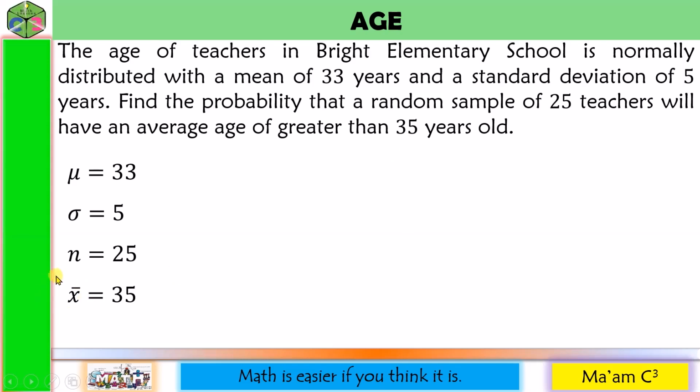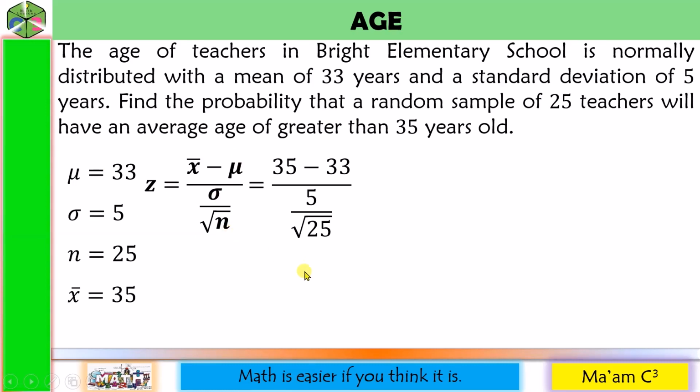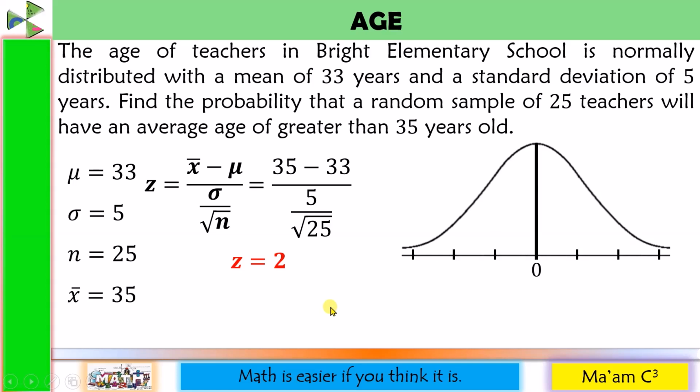Since we are given the sample mean, the formula that we are going to use is this one. Let us substitute 35 for x bar, 33 for mu, 5 for sigma, and 25 for n. And this will give us positive 2. Let us sketch the normal curve. Let us locate positive 2, 1, 2. Let us label it. Let us analyze greater than 35. So it means greater than 2. If it is greater than, then it is going to the right.